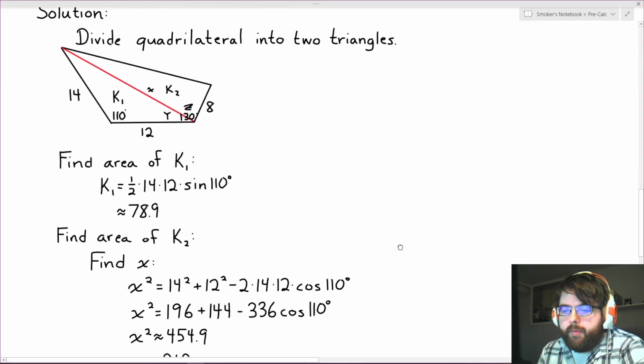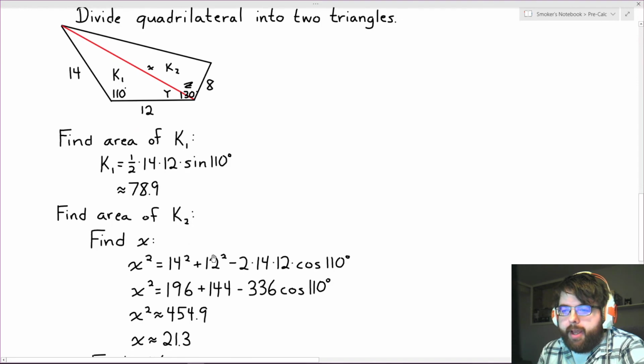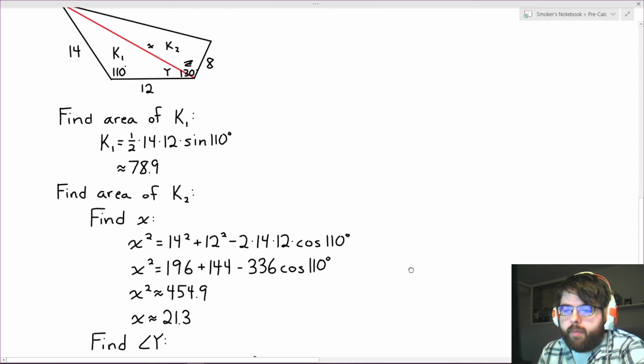So we add, do all that, square them, add these together, and evaluate all this times this, and then you get 21.3 is the distance for X, okay?